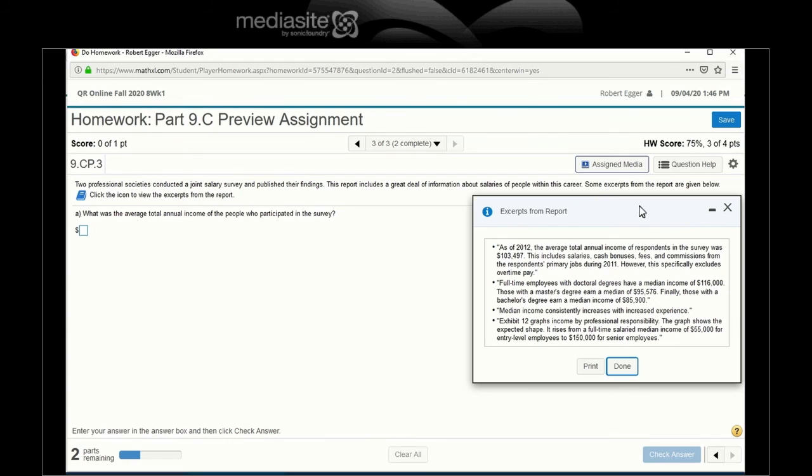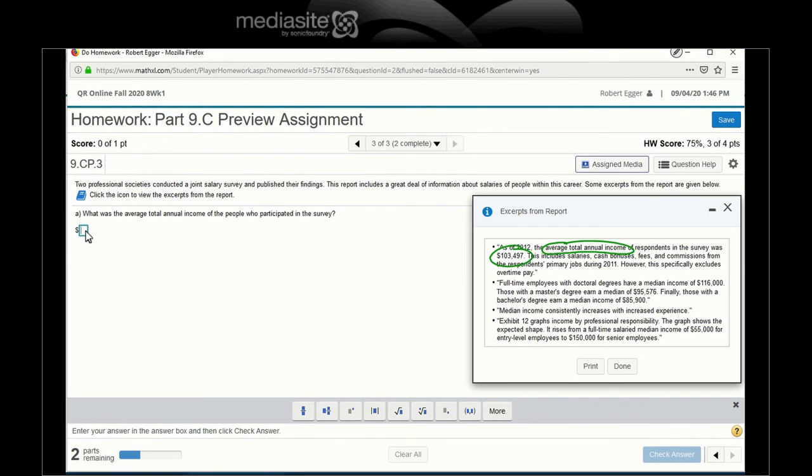Okay. Again, let's read a document, pick out some information. What was the average total income of those in the survey? The average total income. Looks like average total annual income was $103,497. Type it in correctly.